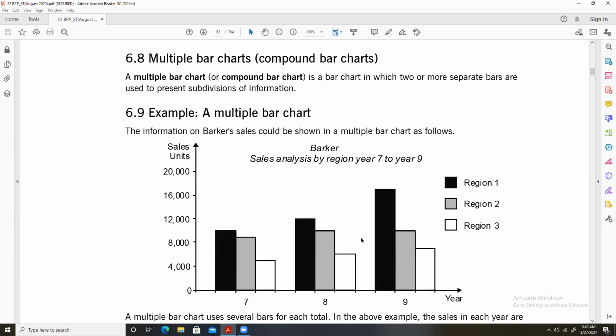Now, moving forward, the multiple bar chart. This multiple bar chart shows bars for the three regions in each year. In year 7, it is showing three different bars for three different regions. And in this way, it is making a comparison of the sales made between the three regions.